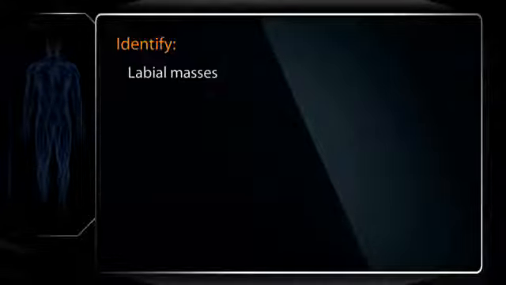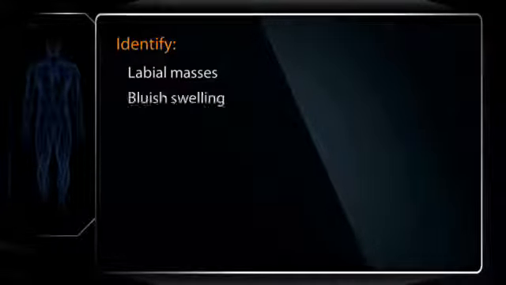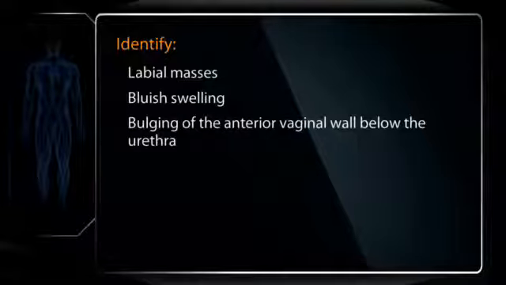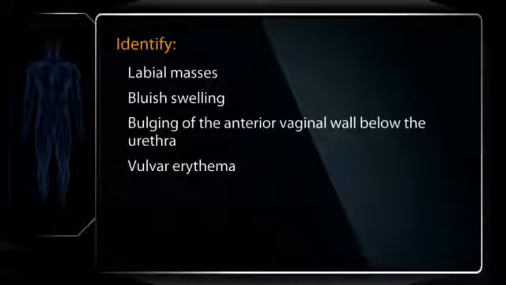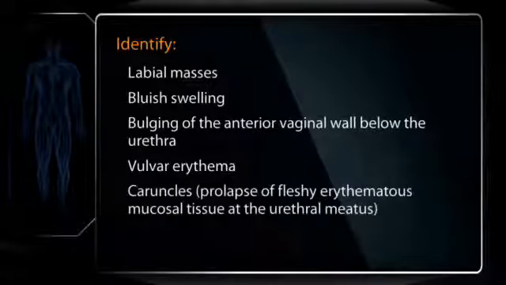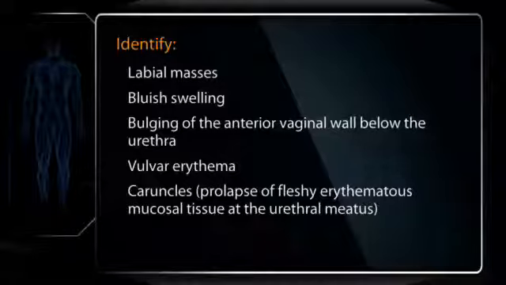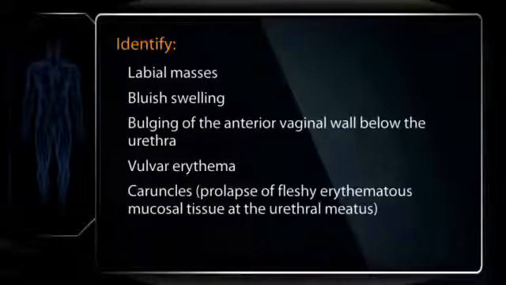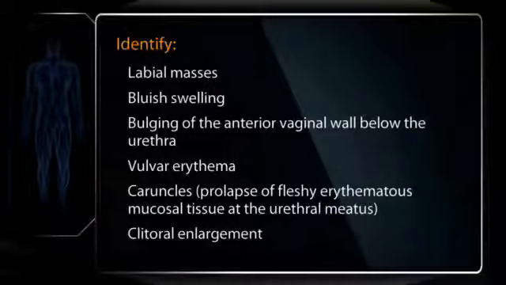Identify any labial masses. Note that bluish swellings may be varicosities. Bulging of the anterior vaginal wall below the urethra may indicate a urethrocoel or urethral diverticulum. Look for any vulvar erythema. Inspect the urethra for caruncles or prolapse of fleshy erythematous mucosal tissue at the urethral meatus. Note any enlargement of the clitoris.